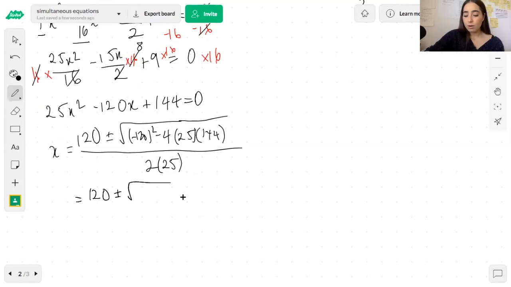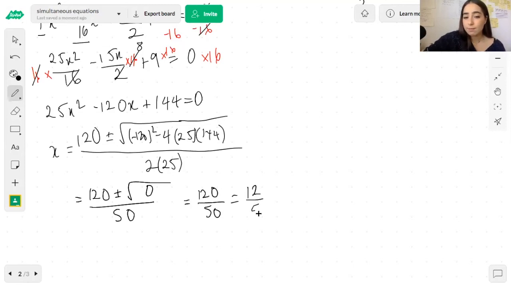So I'm going to put negative 120 squared minus 4 times 25. And I'm literally just going to put it in as it's written on the page. So that gives me 0 there. And then 2 times 25 at the bottom gives me 50. So obviously the square root of 0 is 0. So this just becomes 120 over 50. And simplifying that, you get 12 over 5. There you go. So we just found the value of x. So x equals 12 over 5.